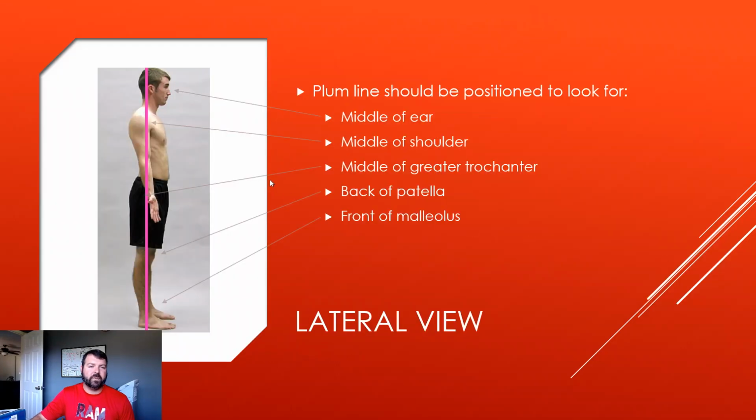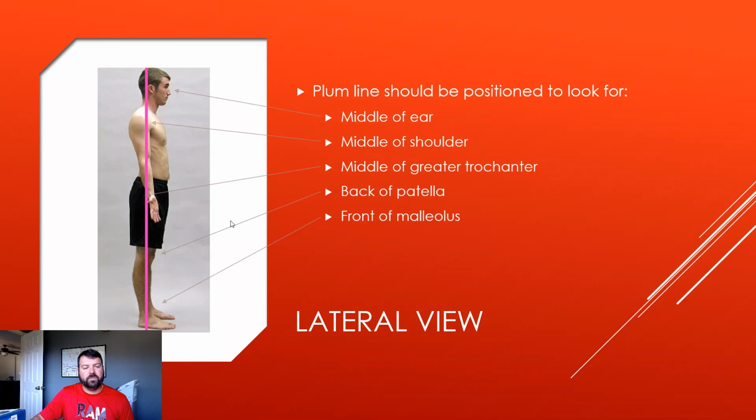Here's what I talked about already. So the middle ear, then it hits the middle of the shoulder, then the greater trochanter in the hip. I forgot about that one earlier. Then the back of the patella, then the front of the malleolus. Obviously he's not perfect in this picture. No one will be.